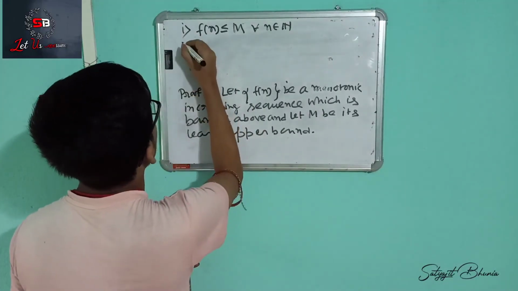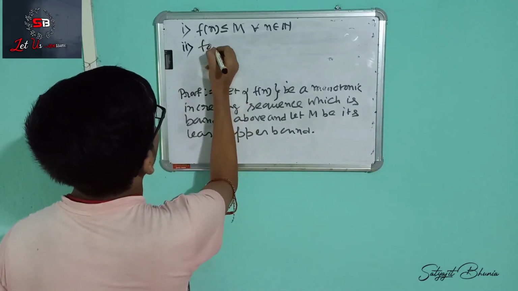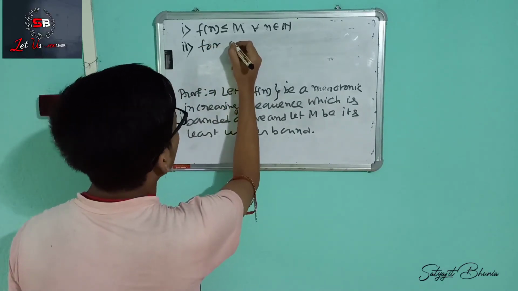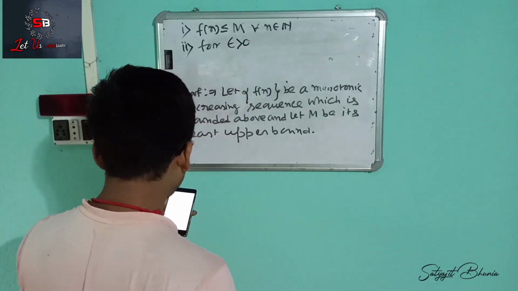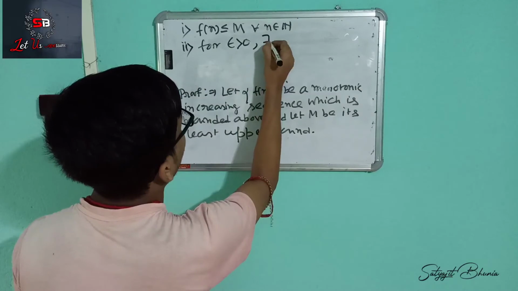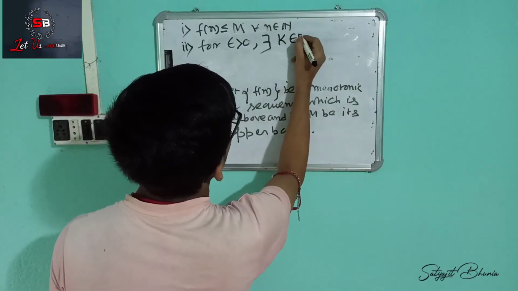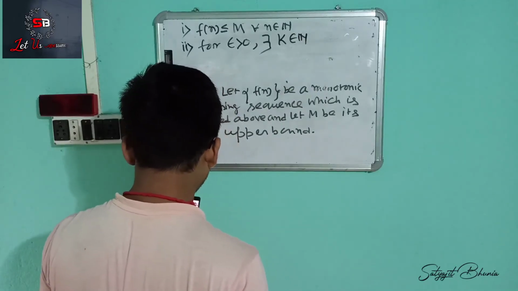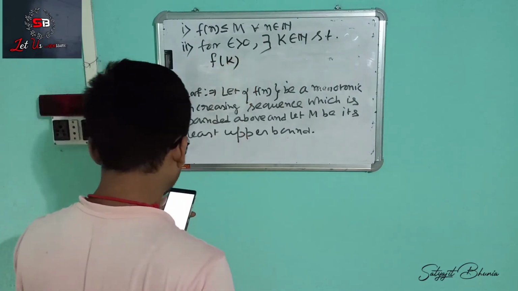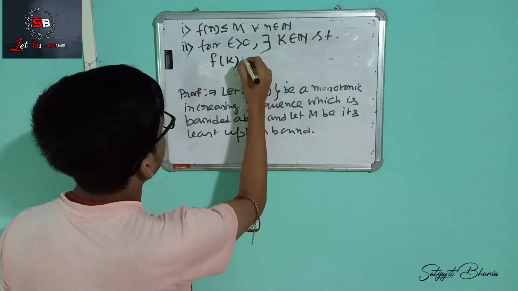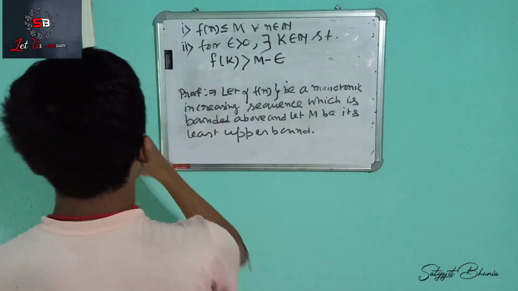Okay, number 2: for a positive pre-assigned epsilon, that is, for epsilon greater than 0, there exists a natural number k belongs to capital N, that is, k is a natural number, such that fk is greater than capital M minus epsilon.